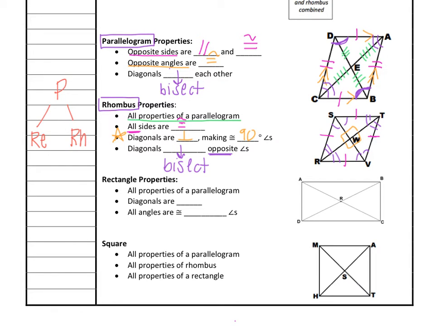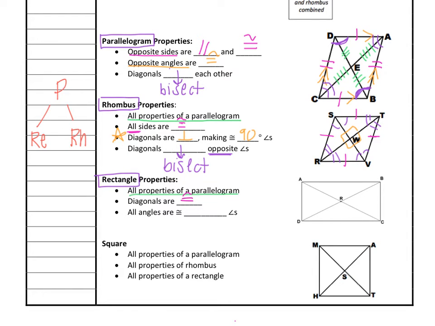All right, rectangles. Hopefully you've heard of rectangles before. Again, if you look back at this family tree here, we start with a parallelogram. A rectangle is a sub-shape of that, so it has to first have all the properties of a parallelogram. So everything that we talked about up here still holds true for both a rhombus and a rectangle. But what's special about rectangles is that their diagonals are not perpendicular, their diagonals are actually congruent.